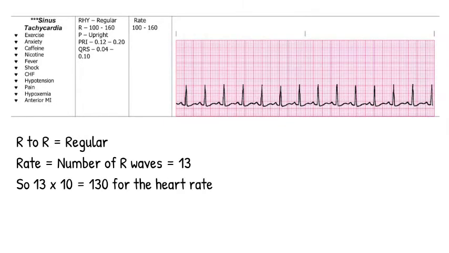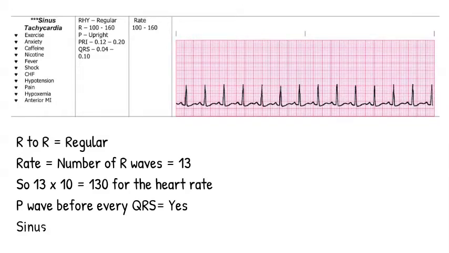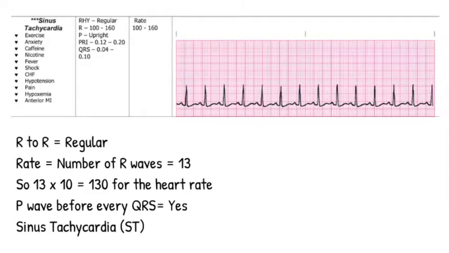Next, you're going to look and see, is there a P wave in front of every QRS? Well, yes, there is. So that puts it in the normal category. So regular rhythm, heart rate 130, which falls between the 100 and 160, that determines sinus tachycardia. You have a P wave as well. So you're going to interpret this rhythm as sinus tachycardia.